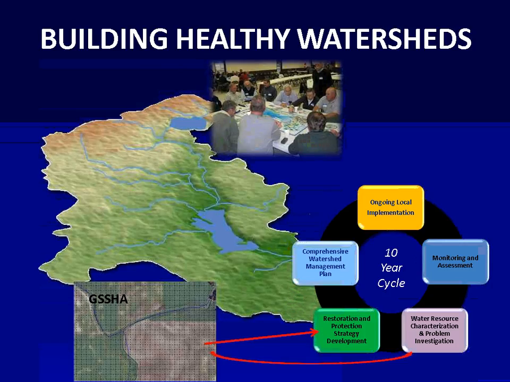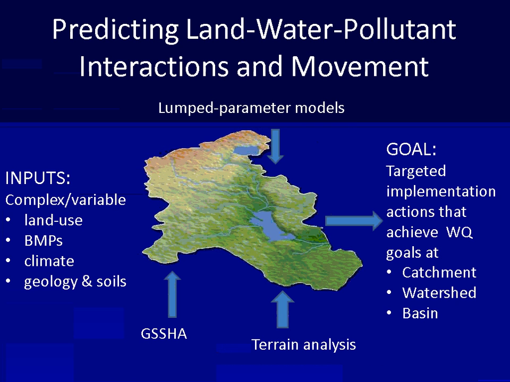And that's primarily that we see the use of this model is in that restoration protection strategy and also in the characterization and problem investigation. And again, looking, as we all are, at what are the appropriate or the best practices to put where. And certainly over this last day and a half, we've heard of a number of models, and what we're suggesting is GSHA, again, this different type of model, can play an important role in the overall evaluation of our clean water issues and solutions.